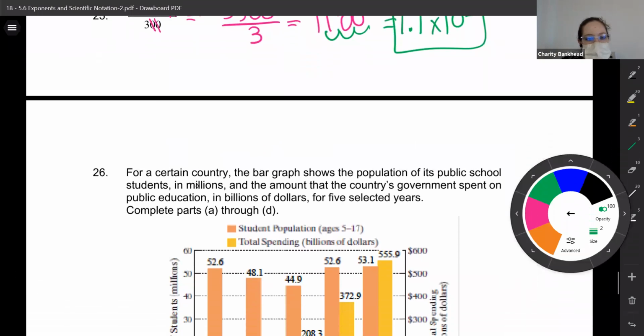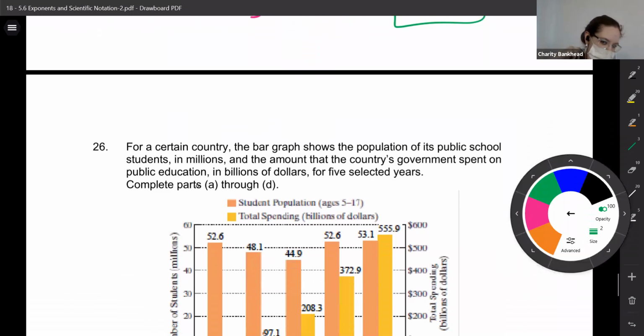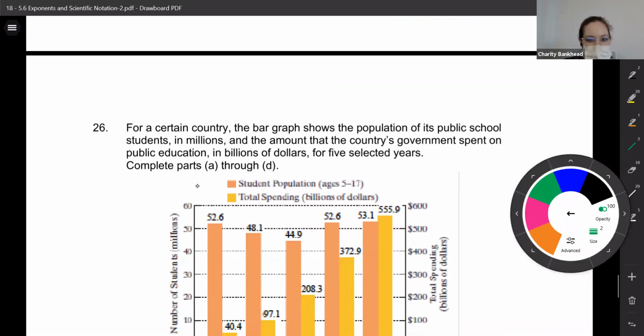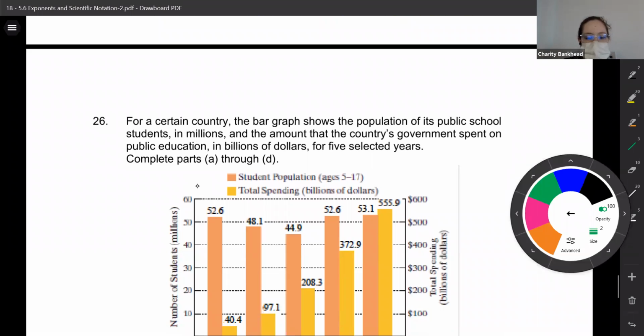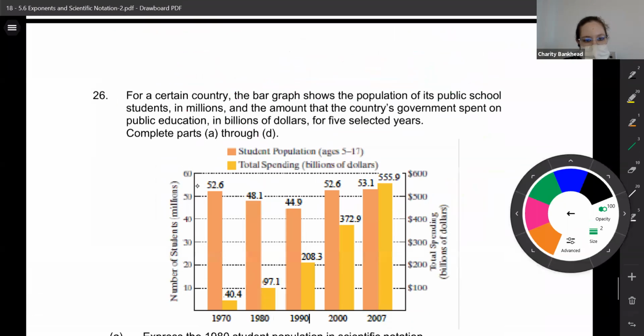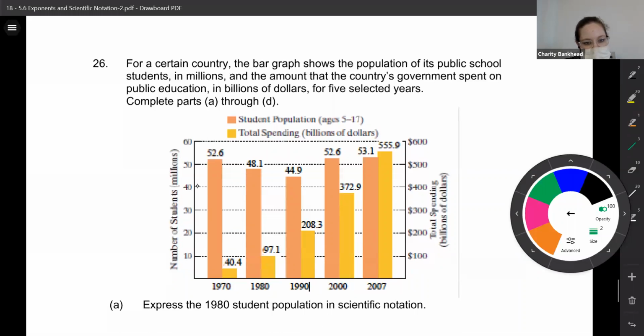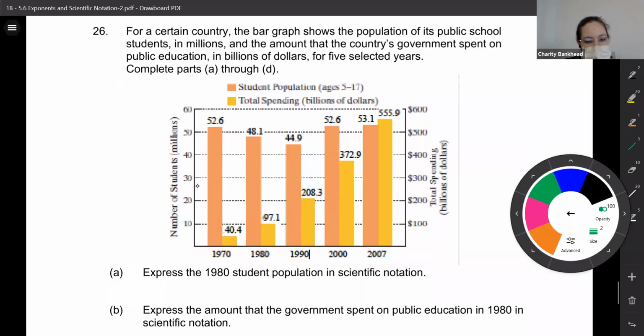Okay, let's see here. Number 26 says, for a certain country, the bar graph shows the population of its public school students in millions and the amount that the country's government spent on public education in billions of dollars for 5 selected years. Okay, part A, express the 1980 student population in scientific notation.